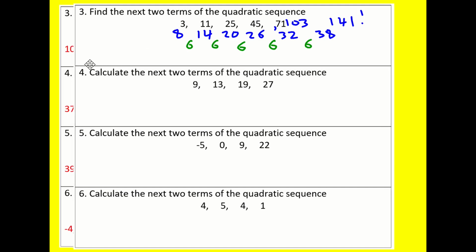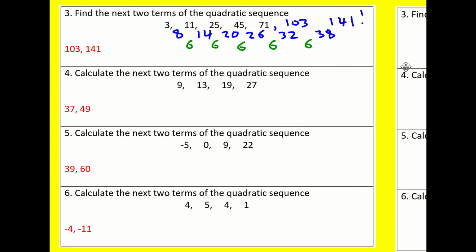Using the same method, this is what you should get. 37, 49 for that one, 39, 60. This one's an interesting one. Look, it goes 4, 5, then back to 4, but it is still a quadratic sequence because it is going up by 1, then down by 1, and down by 3. It actually turns out that the second difference is -2, and you will get those as your answer. So we're using this knowledge, really crucial knowledge. That's the main learning point for today, to be honest. This second difference is always constant.